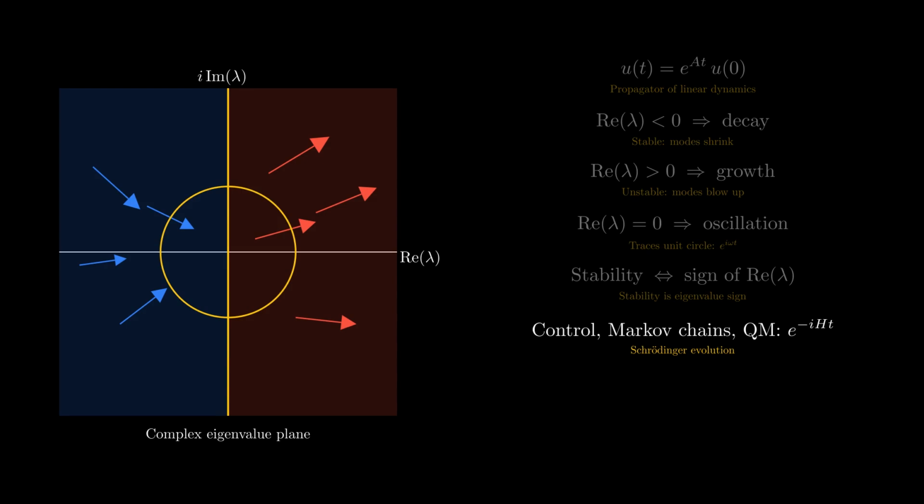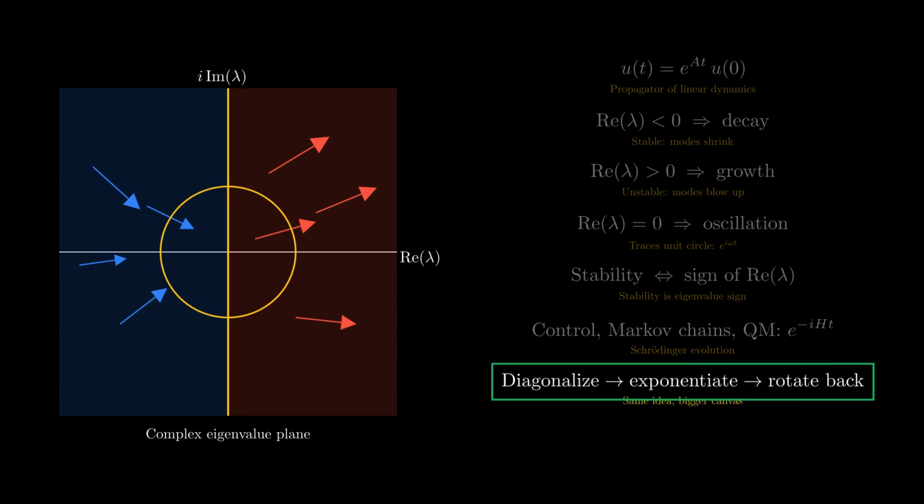Here is the big idea. Diagonalization turns one coupled matrix problem into n independent scalar problems, and the matrix exponential is the cleanest expression of that philosophy. Raising a number to an exponent is easy. Raising a matrix to an exponent means diagonalize, exponentiate the eigenvalues, then rotate back. Same idea, just a bigger canvas.